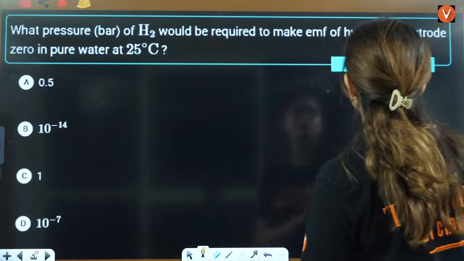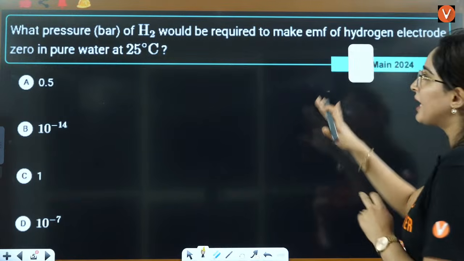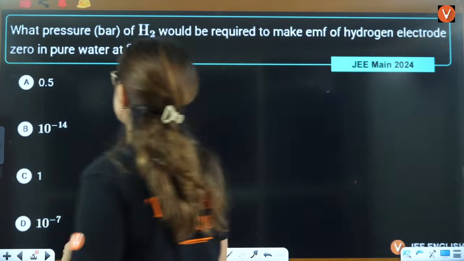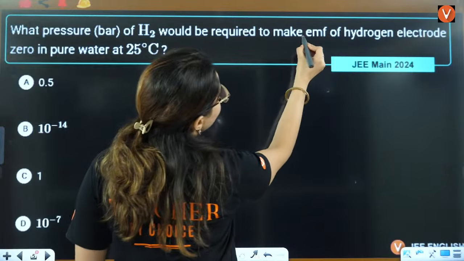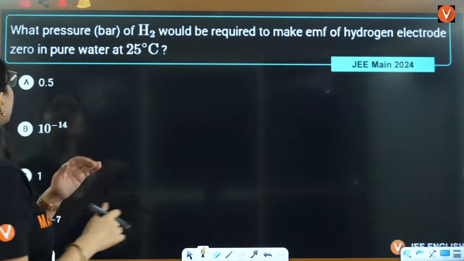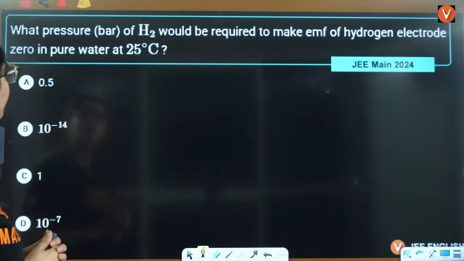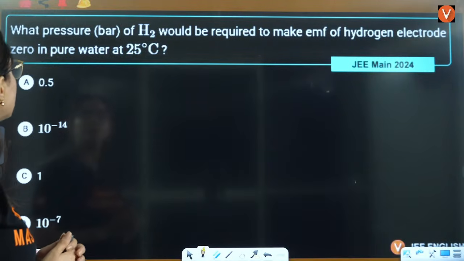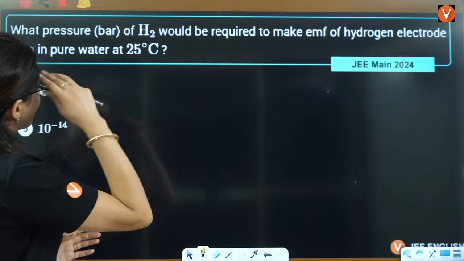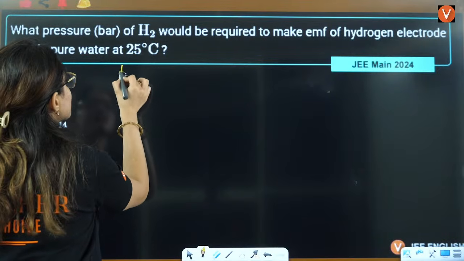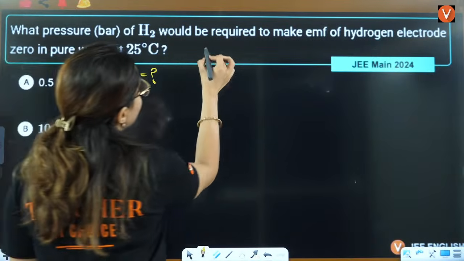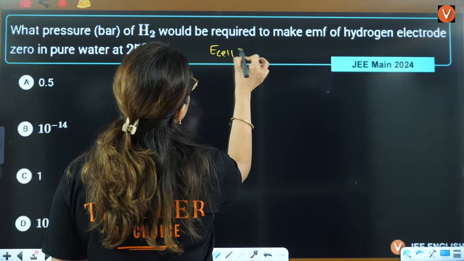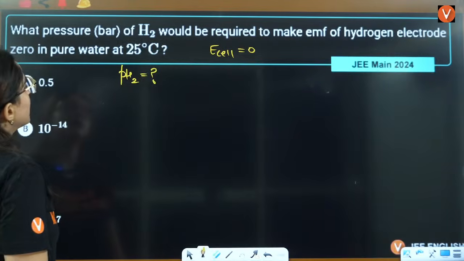Now let's see the next question here, that is a JEE Mains 2024 question. The pressure of H2 would be required to make the EMF of the hydrogen electrode 0 in pure water. What pressure? Pressure of H2 you need to calculate. You want to make the EMF, E of cell, to be 0, right?